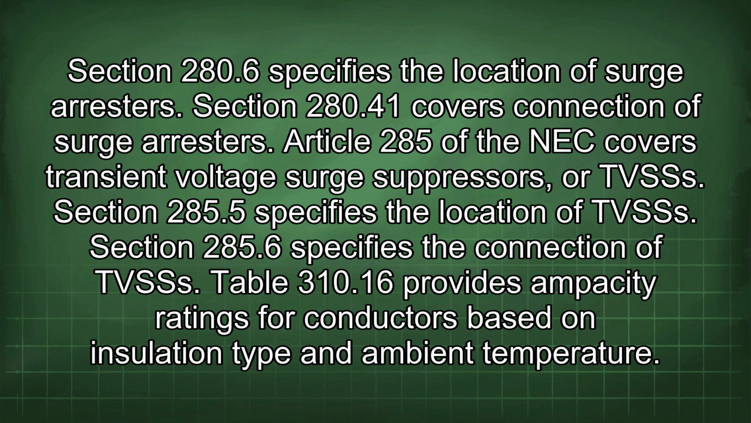Article 285 of the NEC covers transient voltage surge suppressors, or TVSSs. Section 285.5 specifies the location of TVSSs. Section 285.6 specifies the connection of TVSSs.